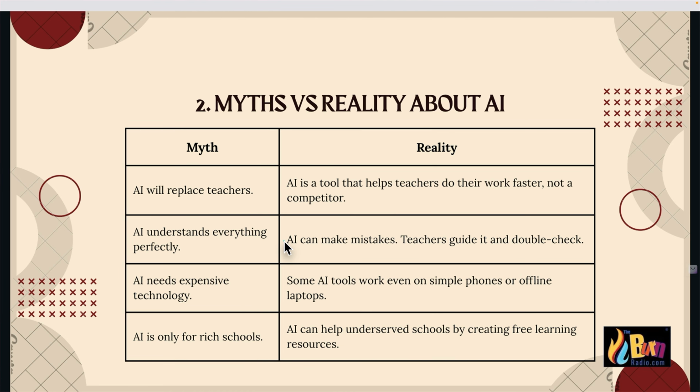Now, there are also myths and realities about AI. Myths are the mysteries that people don't understand, or that people keep saying about AI that could be untrue. For example, people say that AI will replace teachers, but the reality is that AI is just a tool that helps teachers do their work faster, and it's not a competitor. Besides faster, it also helps them do their work more accurately.